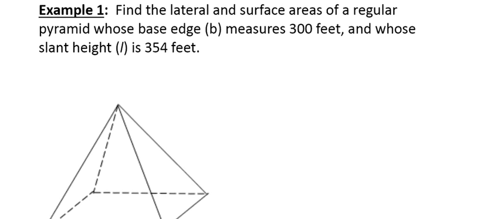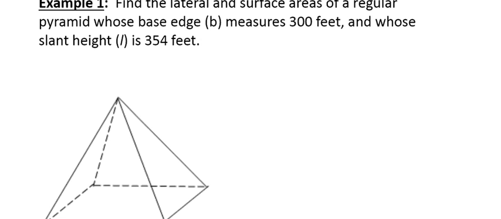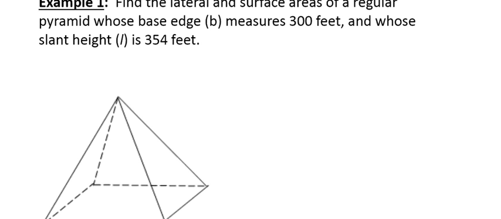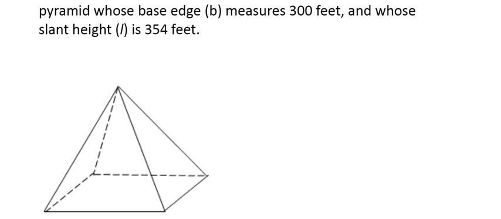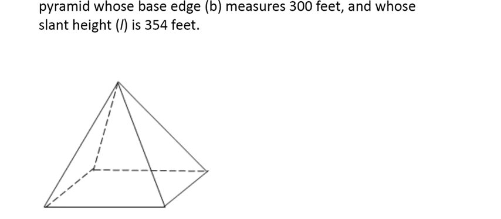All right, so let's go and take a look and see how this would work in an example. They're asking us to find both the lateral and surface areas of this regular pyramid whose base edge measures 300 feet and whose slant height is 354 feet. So if I think about what this means in terms of my picture, we've got a base edge here whose measures 300 feet. So this is going to be the base edge. It's a regular pyramid, meaning that all of the four sides that make up the base are all going to be 300 feet.